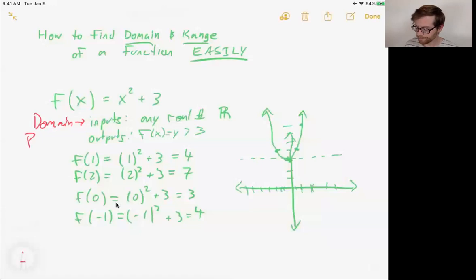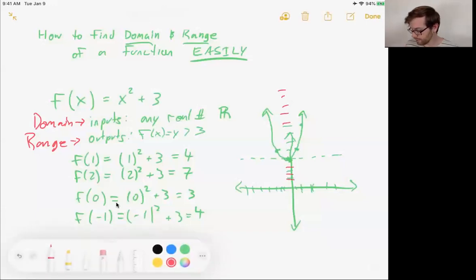And the range is the outputs. That's the things that you can possibly get out if you were to put any of the things that you could possibly put in. It's all the things that you could possibly get out for y, or f of x. And like we talked about for this function, we can get anything larger that we want to, but we can't get anything less than 3. Okay? Cool. So that's domain and range. Domain, all of the inputs that make sense to put in, and range, all of the outputs that you can possibly get out.